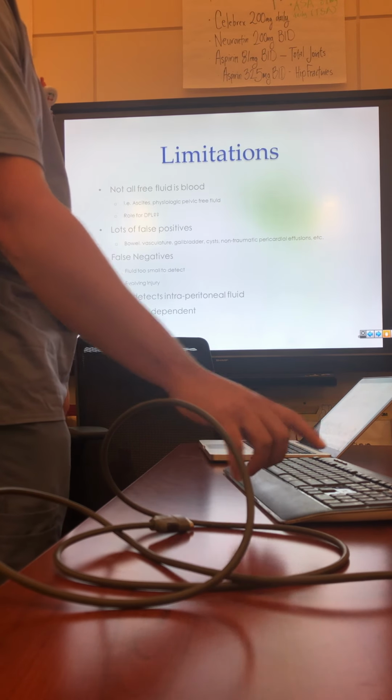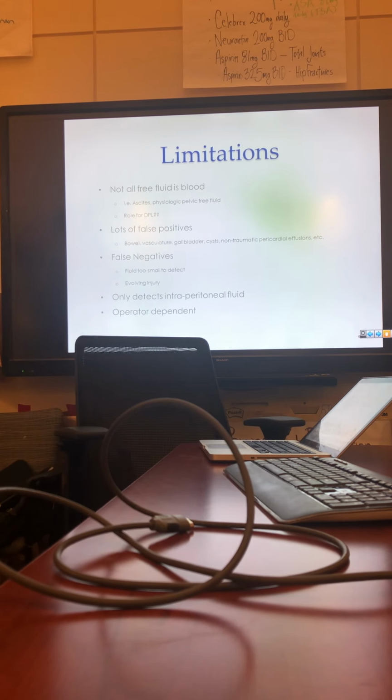Again, we'll get there. So there's a lot of limitations. Not all free fluid is blood. So you have a 20-year-old who's hit by a car and he has no medical problems, and you do a FAST and it's positive, it's blood. But if you have a young female, let's say, it could be physiologic free fluid. If you have someone with ascites, it could be just regular ascites. It doesn't necessarily have to be blood. There's no way to distinguish that on ultrasound.